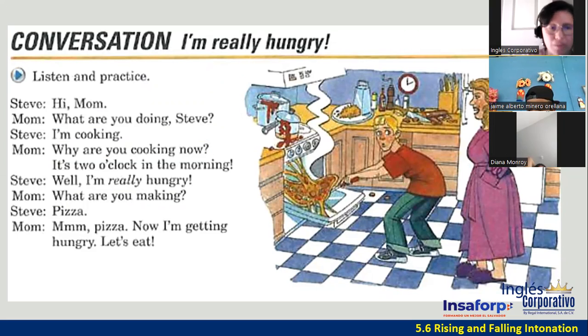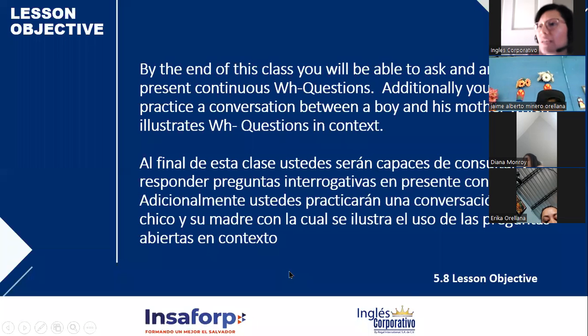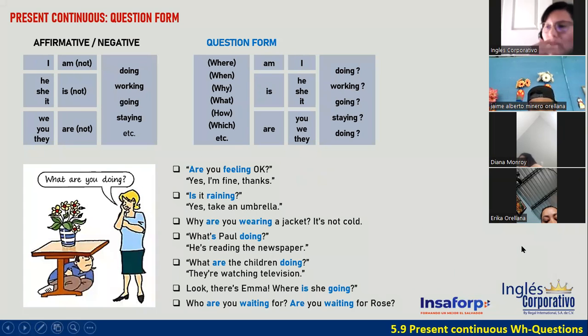Déjeme mover un temita rapidito para acá. Vamos a ver estos. Going to move them here. Entonces, vamos a ver acá. It says, by the end of this class, you will be able to ask and answer present continuous WH questions. Okay. Additionally, you will practice a conversation between a boy and his mother, which illustrates WH questions in context, que es lo que estábamos viendo hace un momento.